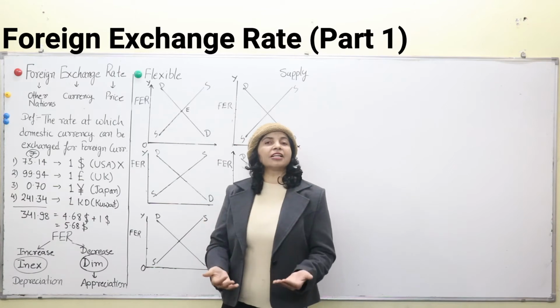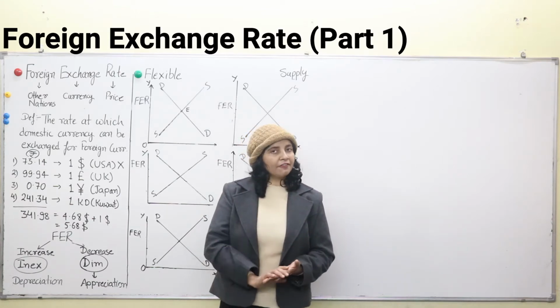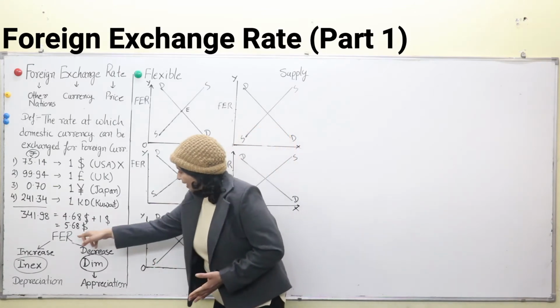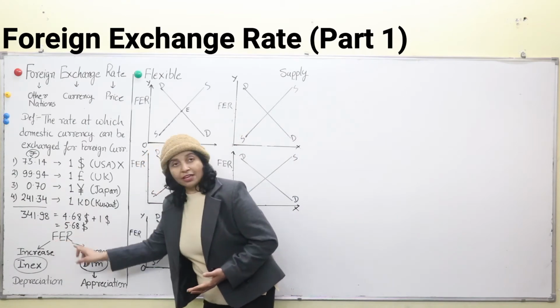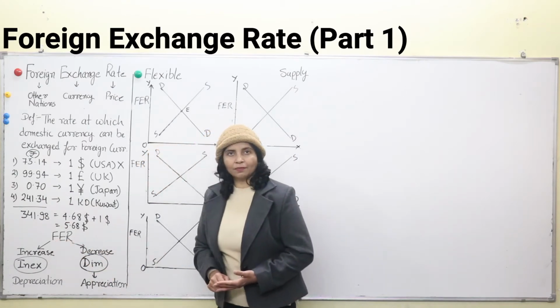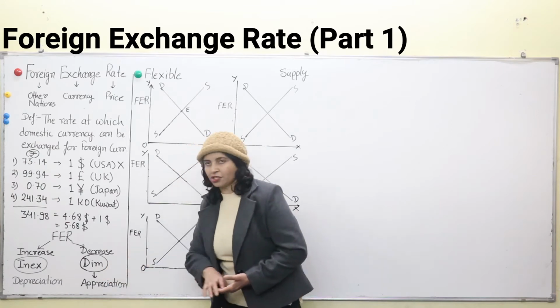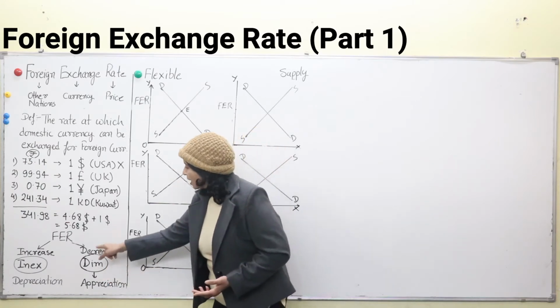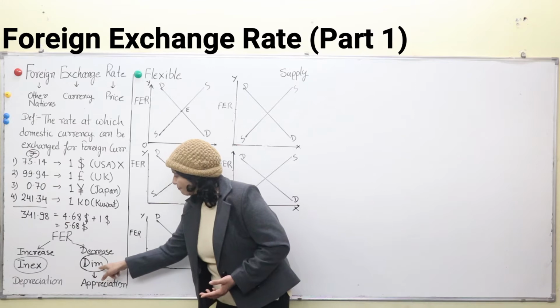What happens if it increases and what will be the result if it decreases? For that I have made a code, foreign exchange rate FER. If it decreases, we have made a code DIM appreciation. What is DIM appreciation here? D is for decrease and IM for imports.